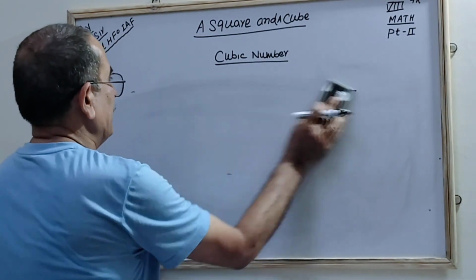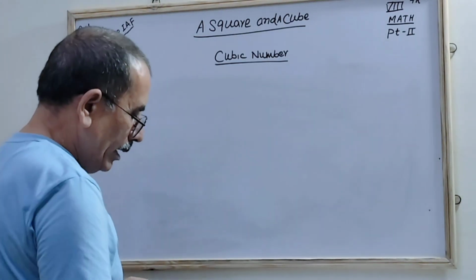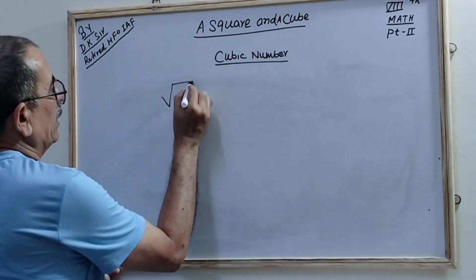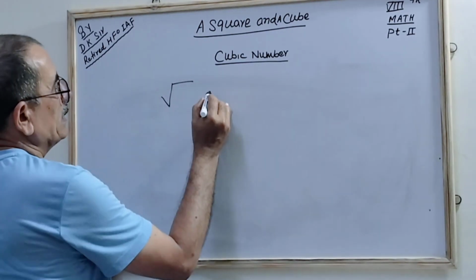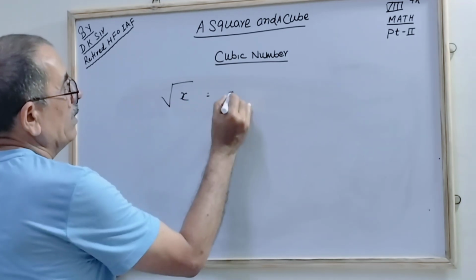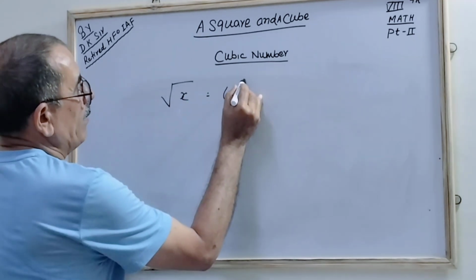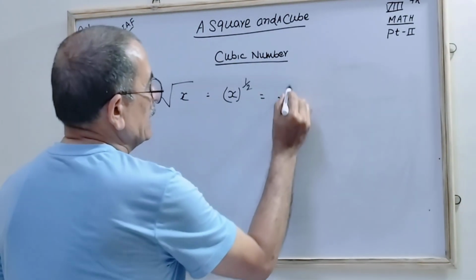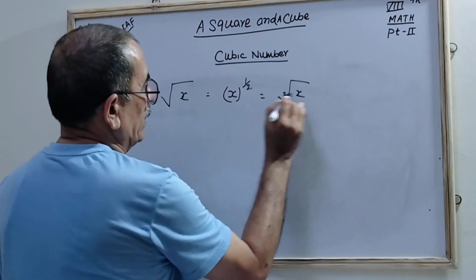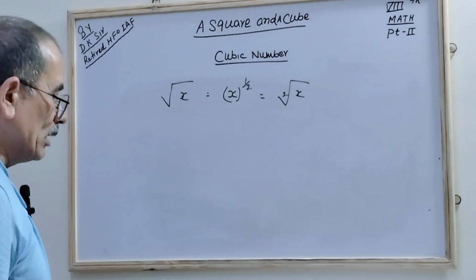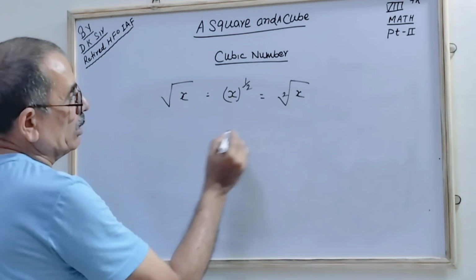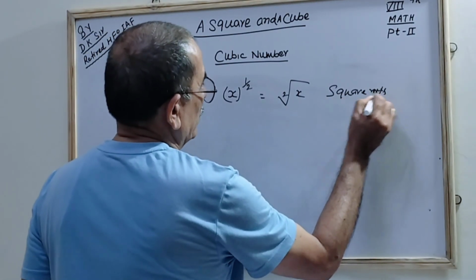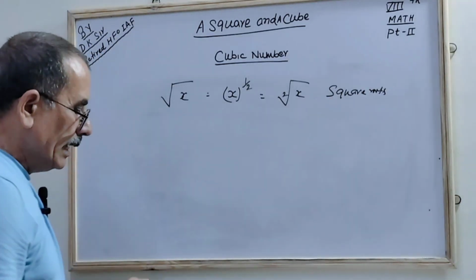Next we will see something about cube roots. Normally when we write something like this, we say square root, correct? Its meaning is that, suppose x is there, x has got the power of 1 by 2. Or we can write it the other way, like this. This is called the square root, correct? Another we are going to learn here is the cube root.